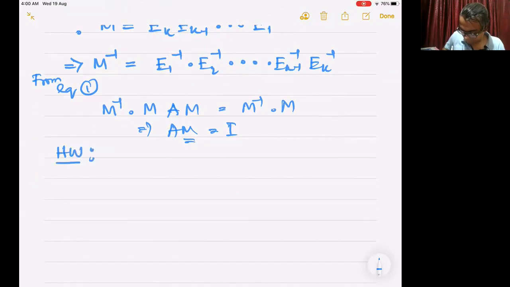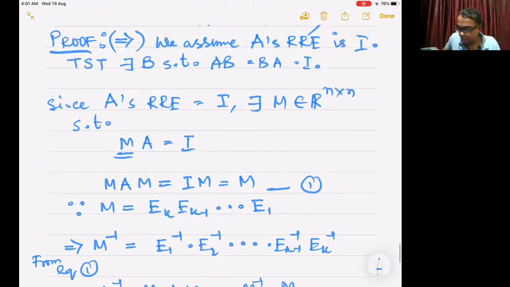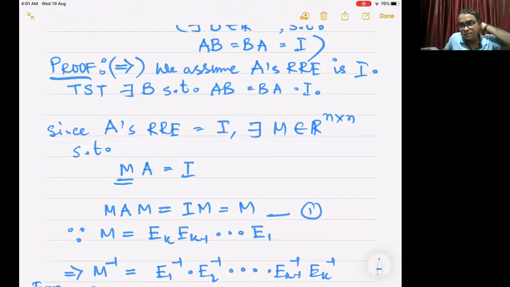Prove that M is unique. And this inverse that I have created of this A in this situation is unique. So we have proven this direction: if we assume that the RRE is an identity, then the matrix is invertible. What about the other direction?